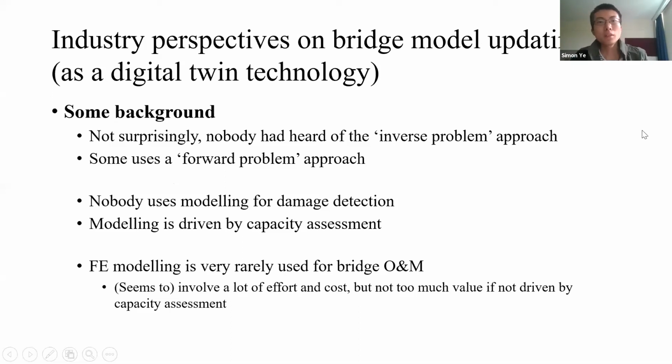So the next one is industry perspectives on bridge model updating as a digital twin technology. I'll first present some background here. Not surprisingly, nobody had heard of the inverse problem approach in the academic research, and some use a forward problem approach. Basically, if they want to create a more realistic model, rather than measuring the response of the bridge and then making some inference about the bridge properties, they just directly measure the bridge properties.